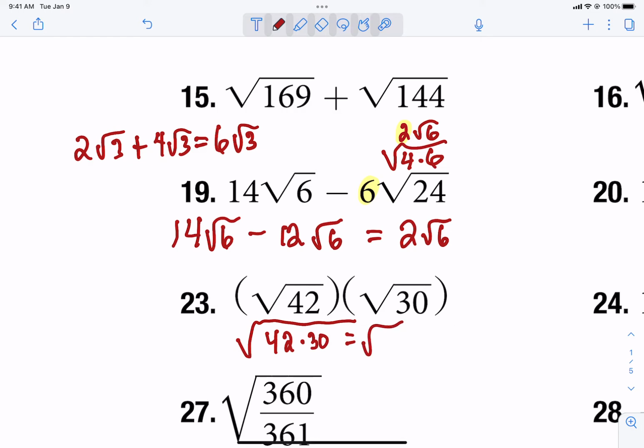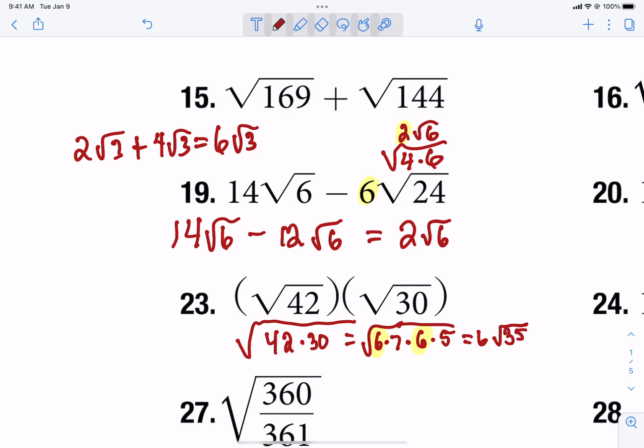Well, 42 is 6 times 7. 30 is 6 times 5. Since they both have a 6, which when combined makes a 36, or 6 squared, that part can come out. So that can bring a 6 out in front. Now I'm still left with a 7 and a 5 inside. You can write 7 times 5 inside and then multiply it, or you can just multiply it. 7 times 5 is 35. So it's 6 radical 35.